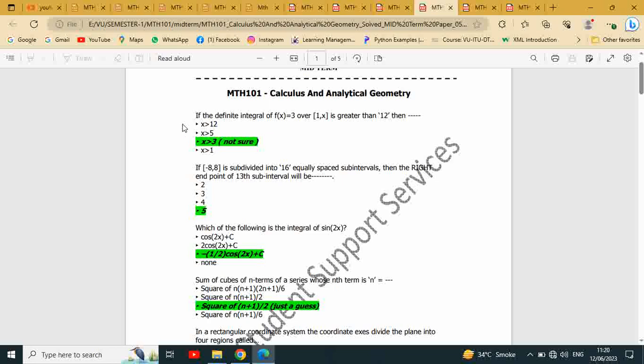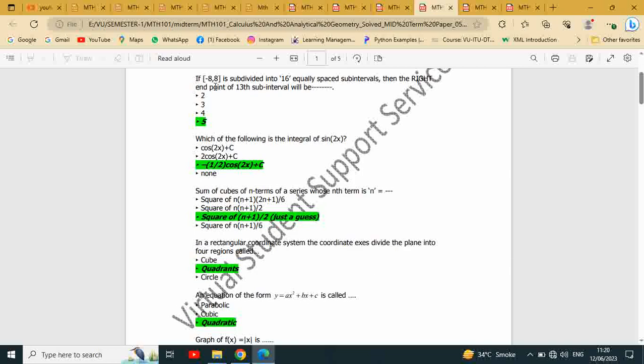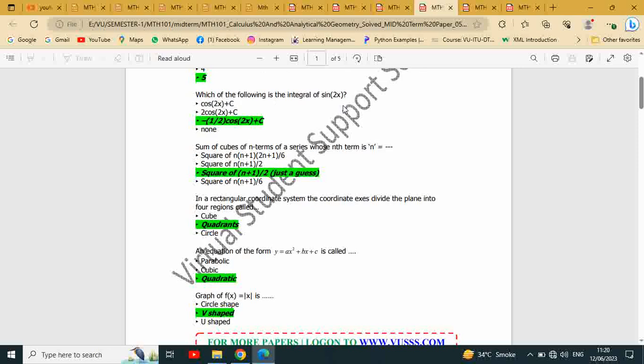The first question is: if the definite integral of f of x is equal to 1 over 1 and x is greater than 12, then x is greater than 3. If the interval from minus 8 is subdivided into 16 equally spaced subintervals, then the right hand point of the 13th subinterval will be 5. Which of the following is the integral of sine 2x? Minus 1 by 2 cos 2x plus c.